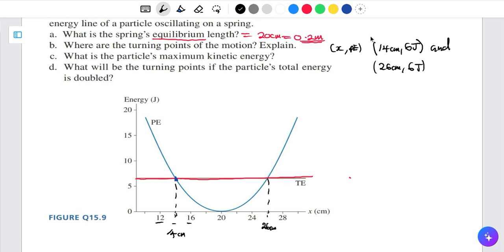If you want, you can convert them into meters. So this one is 0.14 meters, and this one is 0.26 meters, 6 joules. Now, in terms of the explanation, this is the total energy line. The turning point is formed where the potential energy curve passes through the total energy curve. This means that the object is oscillating back and forth between 2 points.